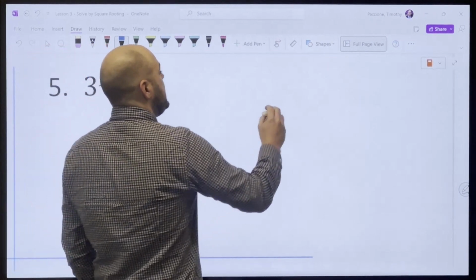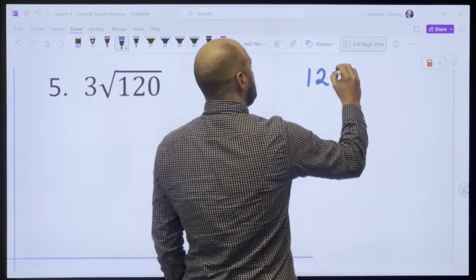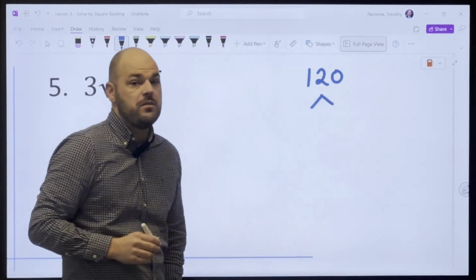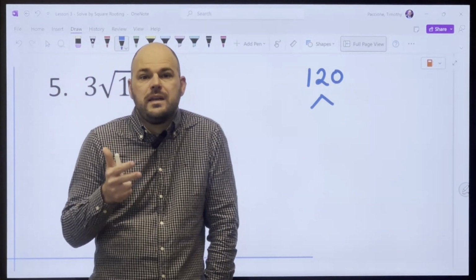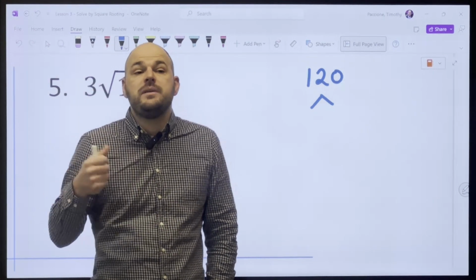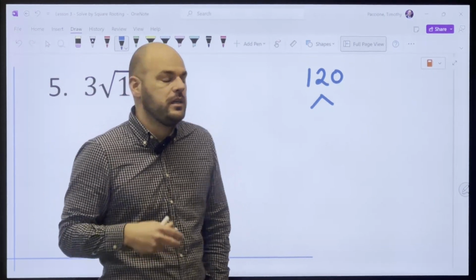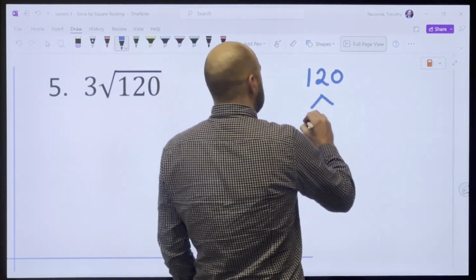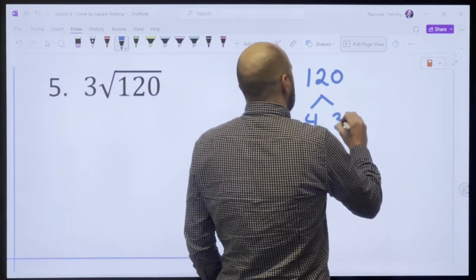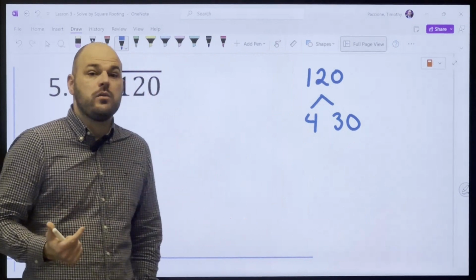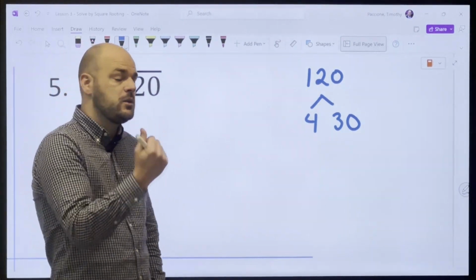So what I do is I take 120 over to the side, and I think to myself, okay, let me just start from the bottom. I know the perfect squares are 1, 4, 9, 16, 25. Let me see if any of those go into it. I grab my calculator. I divide by 4, and I see if I get anything. Oh, I do, right? I get 30. So square root of 4 times square root of 30 will give me square root of 120.